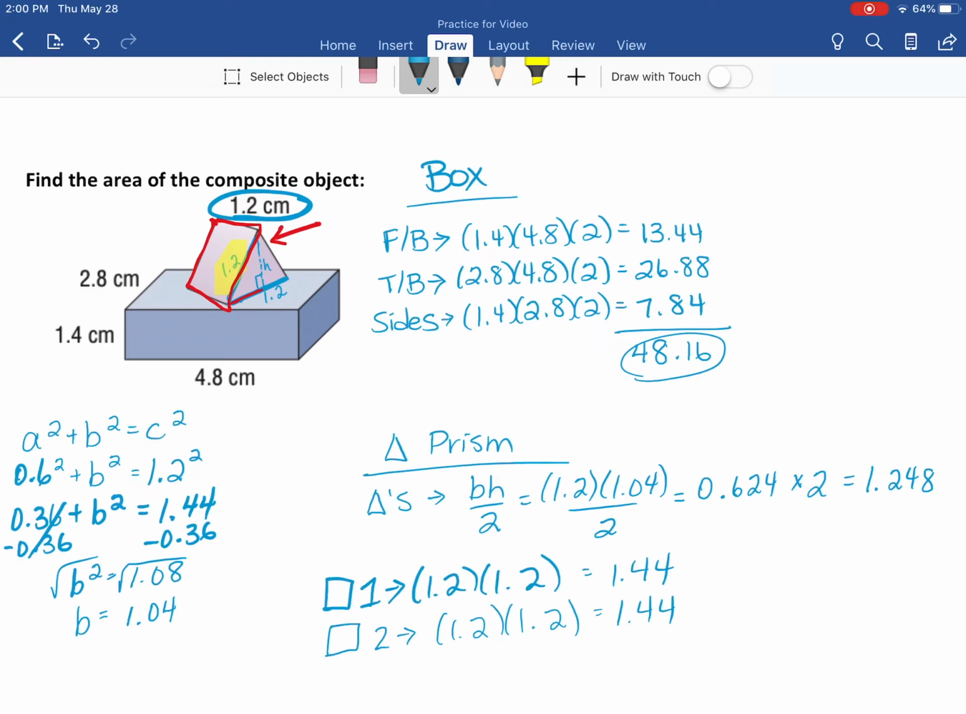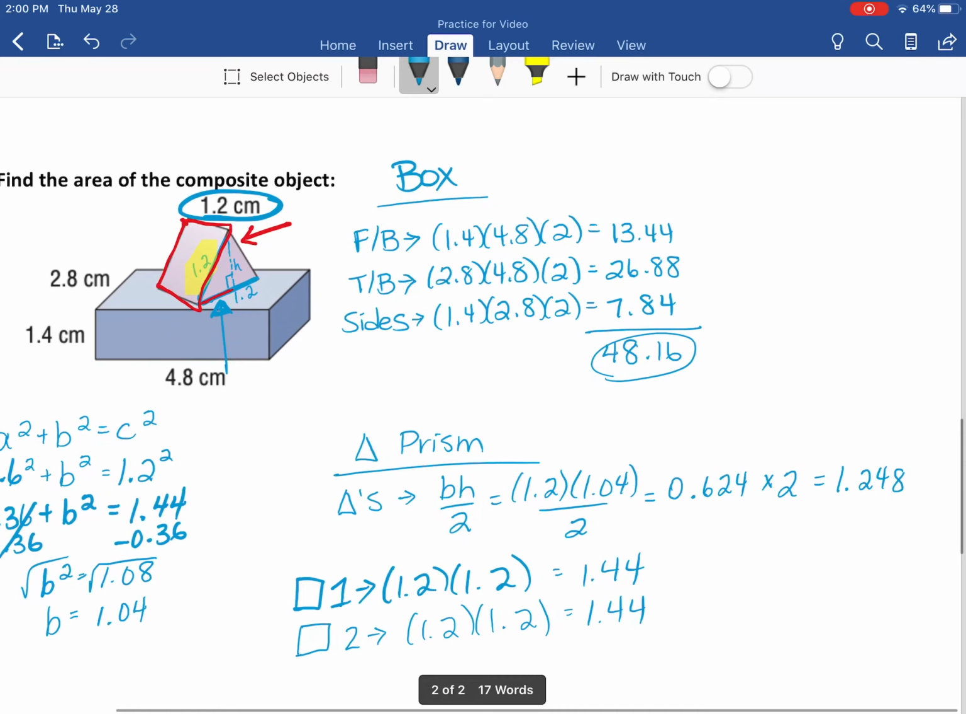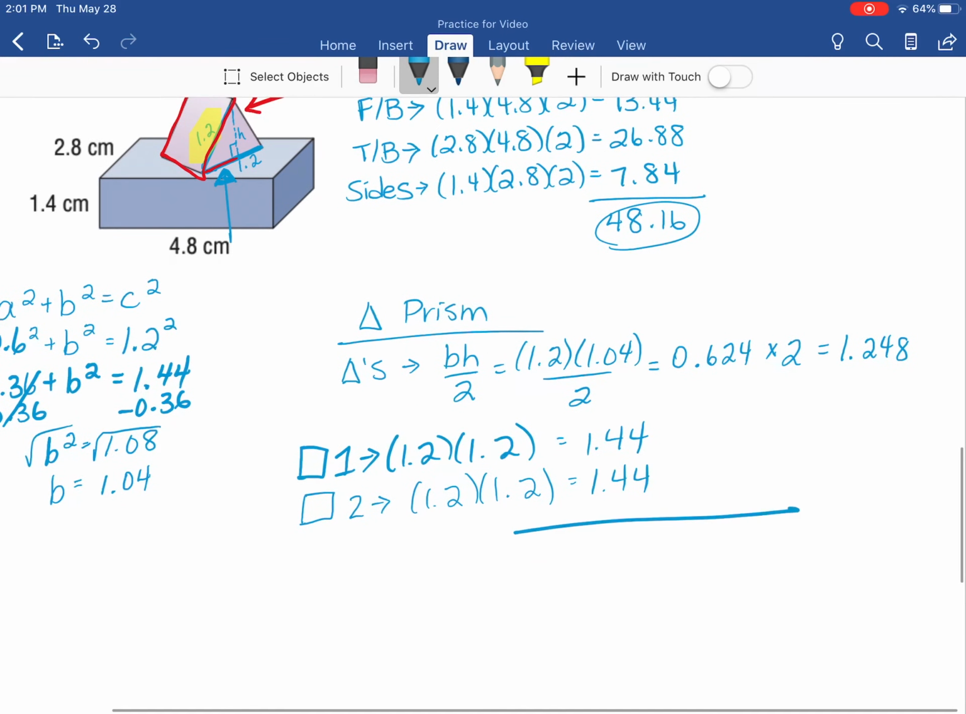Now, here's where your kind of decision making has to come into play. There is technically a bottom rectangle on this triangular prism, but it's not part of the surface area because we're not seeing it. That triangle is resting on top of that box, which means we can't see it. So I'm not going to include it. I'm going to skip adding in rectangle 3. So I'm going to add together 1.44, 1.44, and 1.248, and I'm getting 4.128.